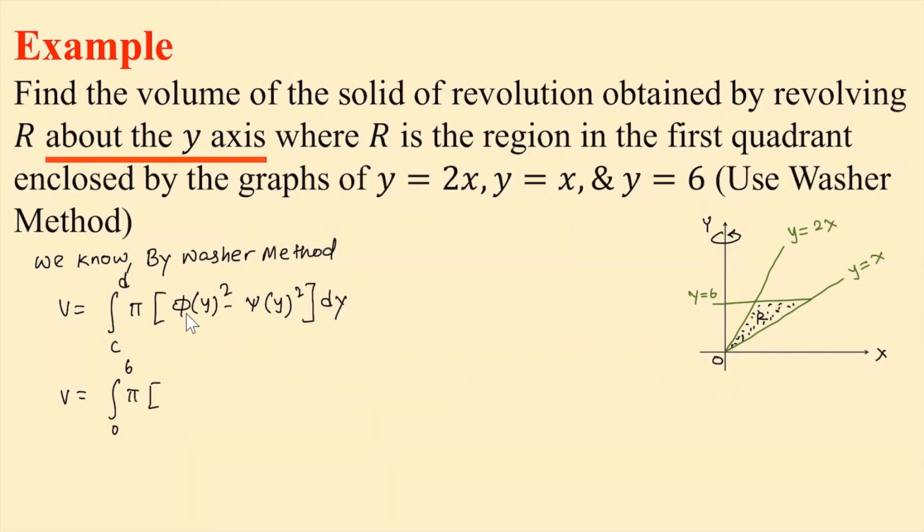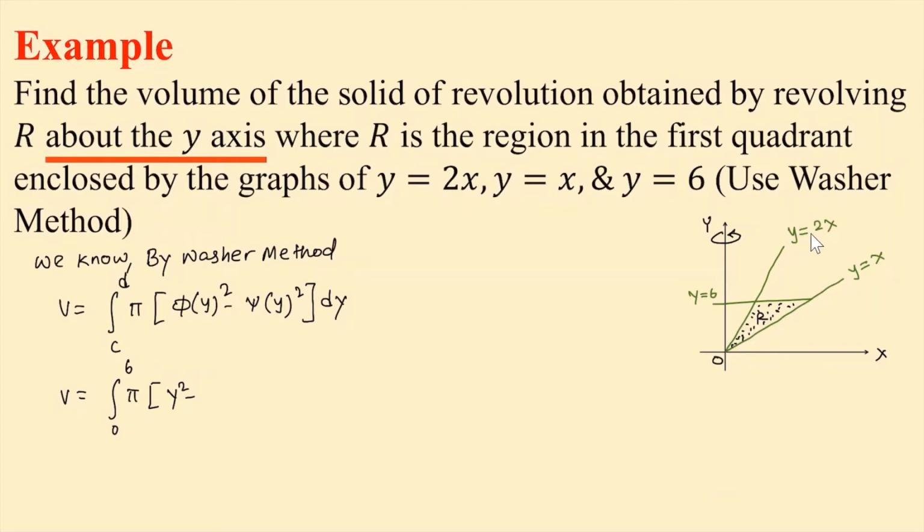P of y is the function which is far from the y-axis. So from here, the function which is far, this one comes first, so that is the nearest. The second one is the farthest. So in this one, x is equal to y. So my function is y, and we are squaring that. So it is y squared minus psi of y squared. Psi of y is the function which is close to the y-axis. So when you go from here, this function is closer to the y-axis.